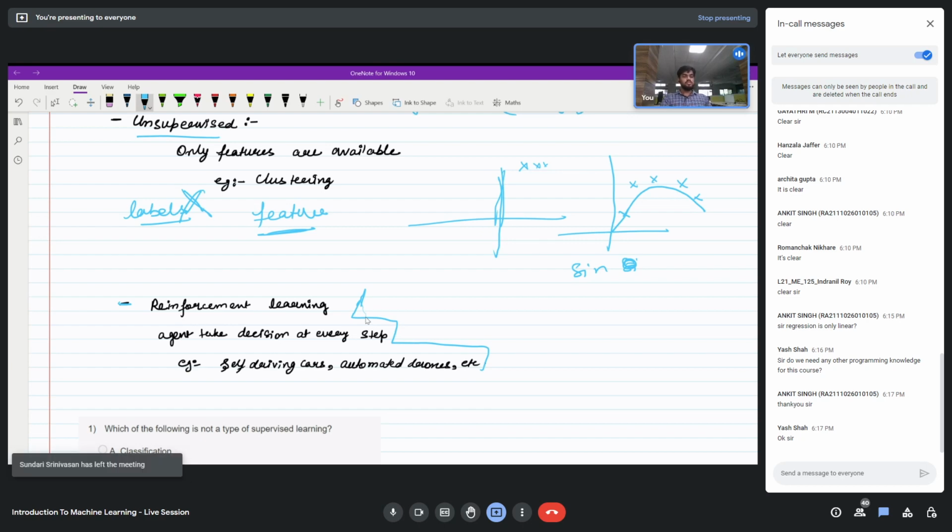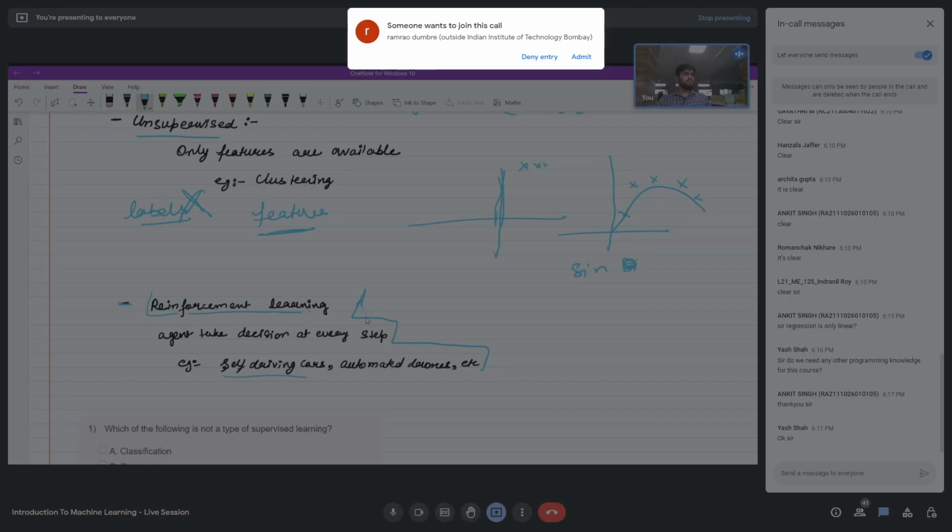So this kind of learning is called reinforcement learning, and this is a very active area these days, and these are being used in self-driving cars, or the automated drones that you see, or many other applications also. This is a hot topic, but I'm not very sure whether this would be covered in a lot of detail in this course.